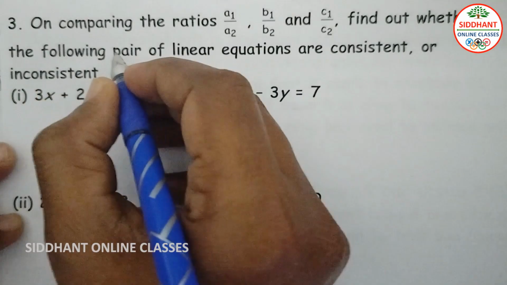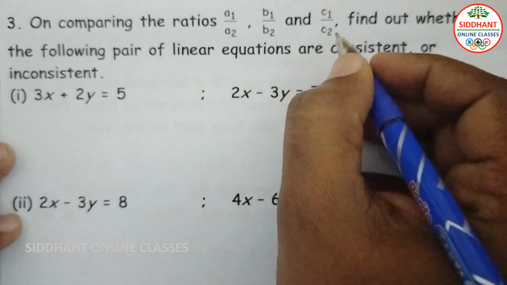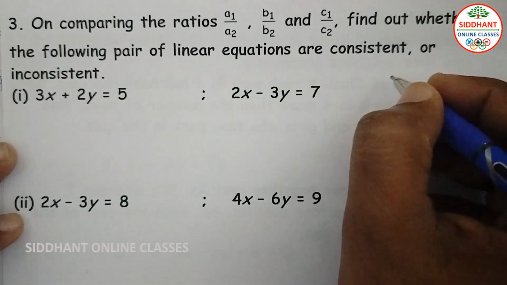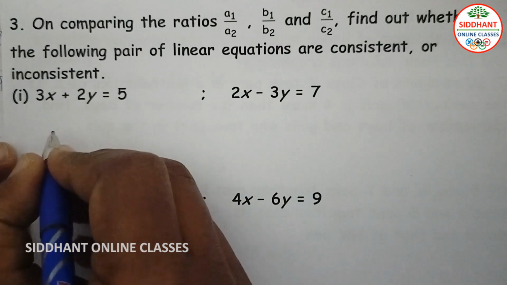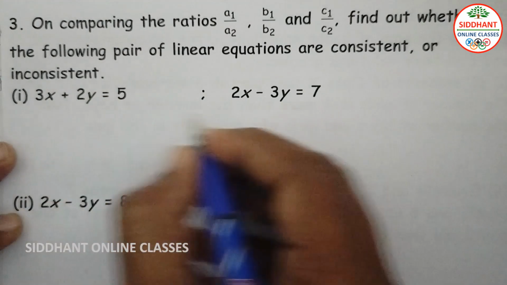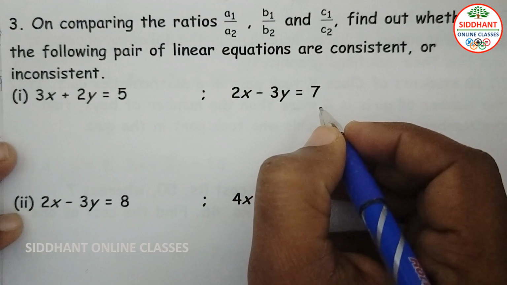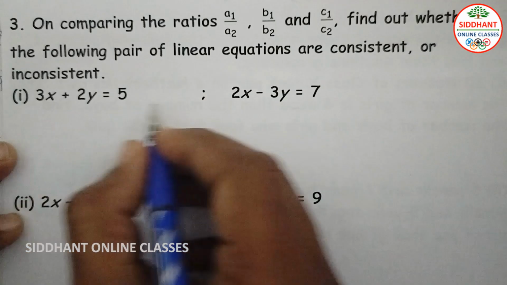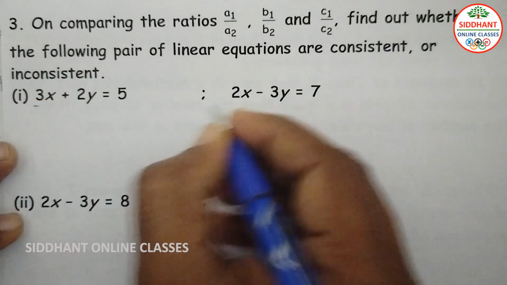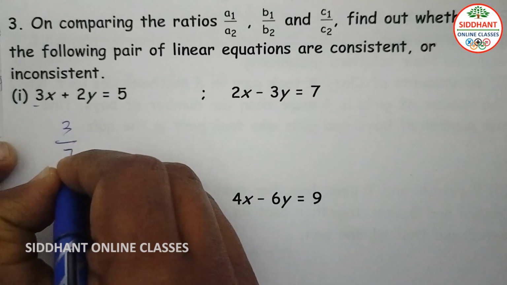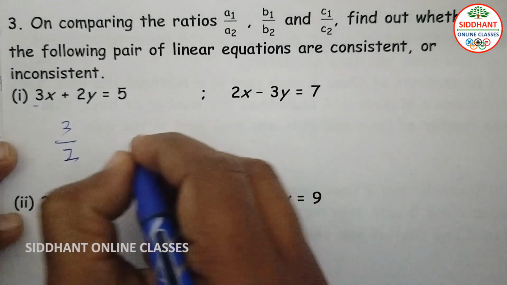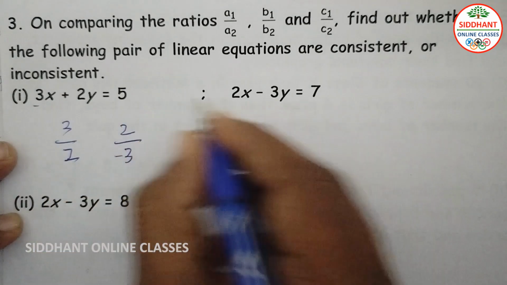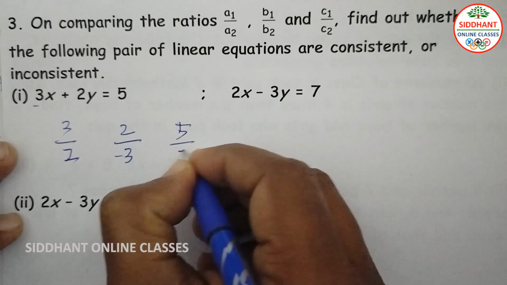Question number 3. On comparing the ratios a1 by a2, b1 by b2 and c1 by c2, find out whether the following pair of linear equations are consistent or inconsistent. So first one, 3x plus 2y equal to 5, 2x minus 3y equal to 7. So here we are going to compare a1 by a2, b1 by b2 and c1 by c2. So here a1 by a2 will be 3 by 2, b1 by b2 is 2 by minus 3, and c1 by c2 is 5 by 7.